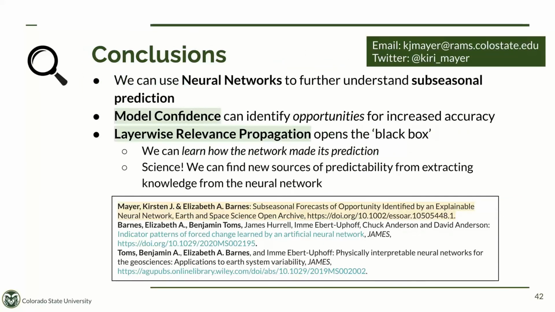So in conclusion, we can use neural networks to further understand subseasonal prediction, but this is not just limited to these subseasonal timescales. This could also be applied to other timescales, shorter or even longer. We can use model confidence or this Softmax activation function to identify opportunities for increased accuracy or enhanced prediction skill. And then we can use layer-wise relevance propagation to really ask those science questions about why the network had an accurate prediction. So it really opens up this black box that we've always considered a neural network to be.